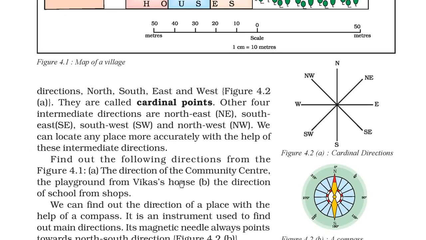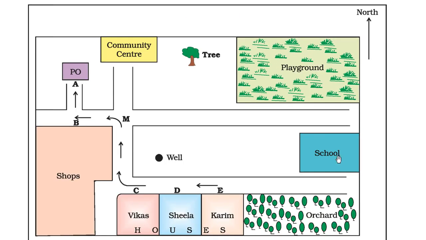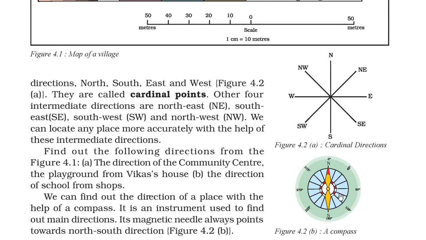Then we take the direction of school from shops. So this is the shop, this is the school. So when you take this direction, say this is north-south, then it's east-west. So this is in the west direction. And then we just talked about the compass.